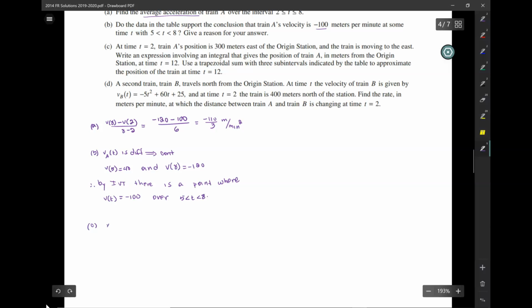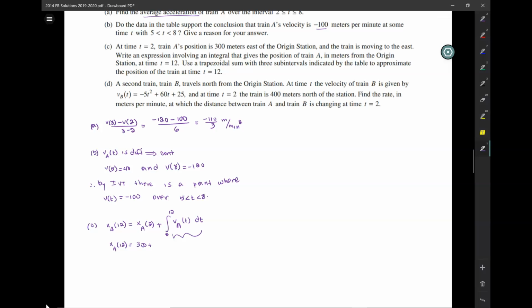Okay, so XA at 12, right? So the position at 12 is the position initially at t equals 2 plus the integral from 2 to 12 of VA of t dt. Okay? So the initial position is 300 plus. All right, so how are we going to calculate this?